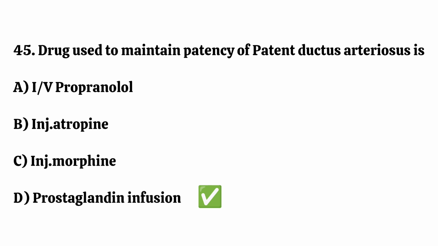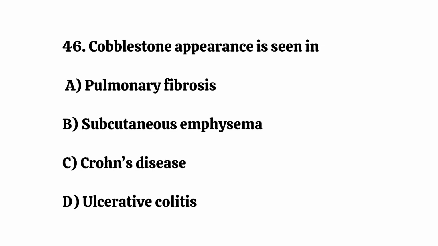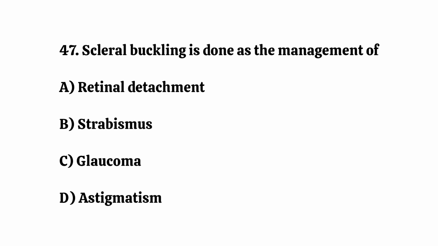Prostaglandin infusion. Next question. Cobblestone appearance is seen in A. Pulmonary fibrosis, B. Subcutaneous emphysema, C. Crohn's disease, D. Ulcerative colitis. Answer is option C. Crohn's disease. Next question. Scleral buckling is done as the management of A. Retinal detachment, B. Strabismus, C. Glaucoma, D. Astigmatism. Answer is option A.